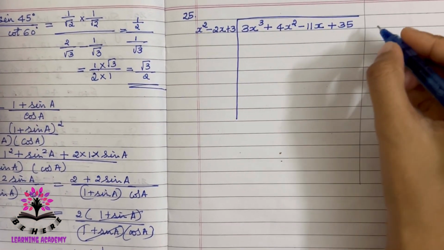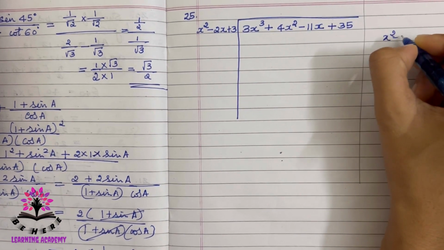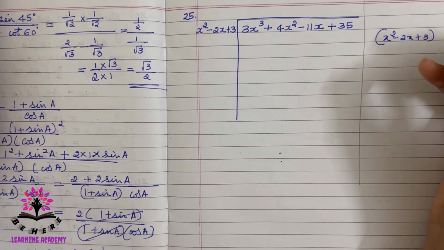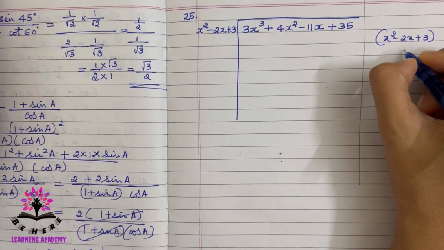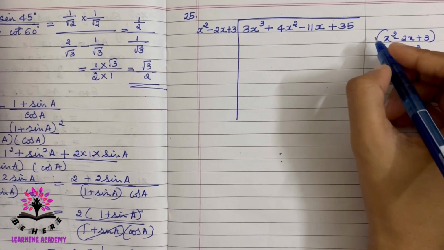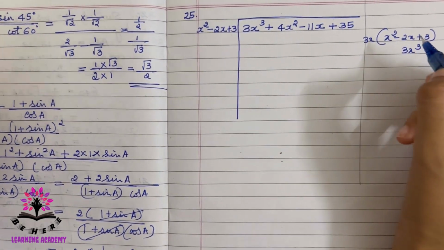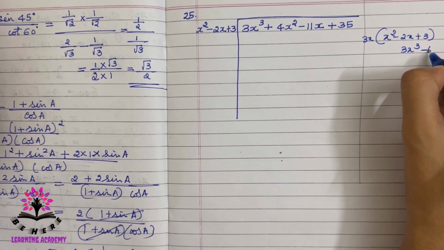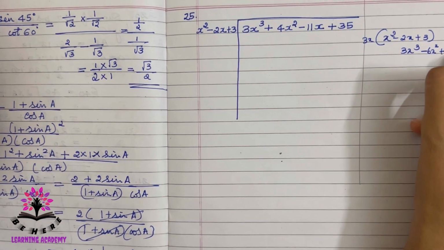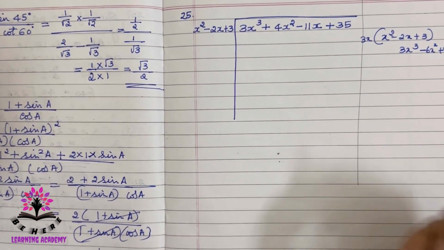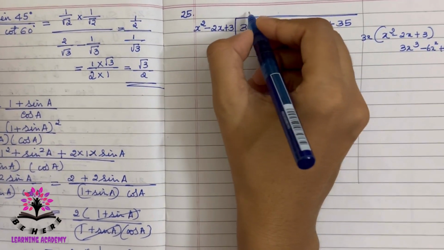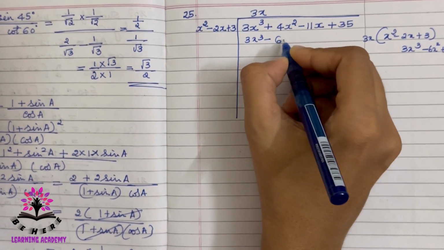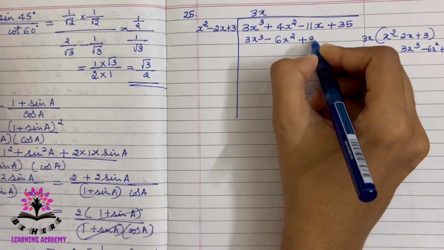Long division. So I will write it first. 2x plus 3. I will write then g of x here. So we need the answer 3x cube. So we need to multiply it by the term 3x. So it will be 3x cube minus 6x square plus 9x. So let us write it here. It is 3x. Here 3x cube minus 6x square plus 9x.